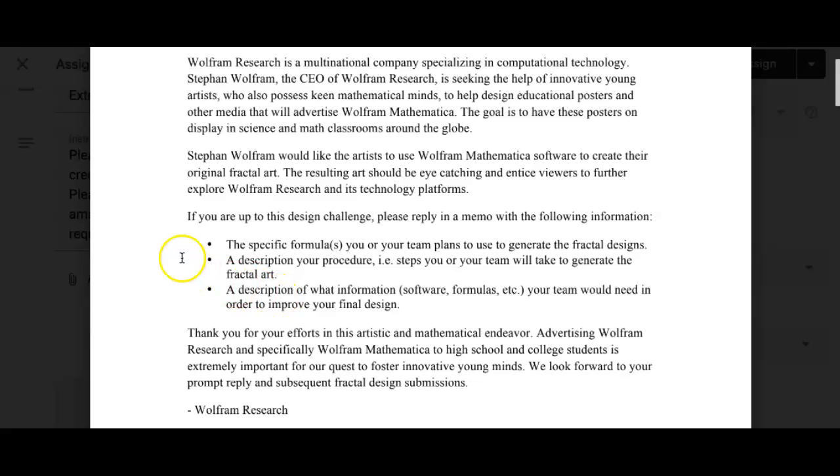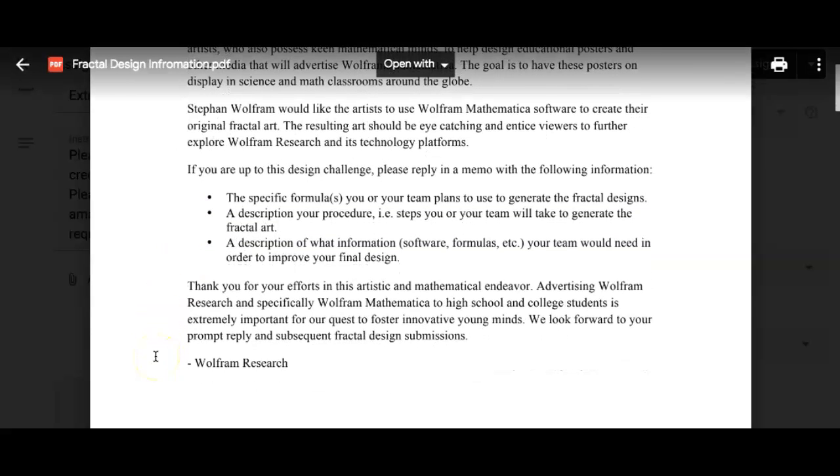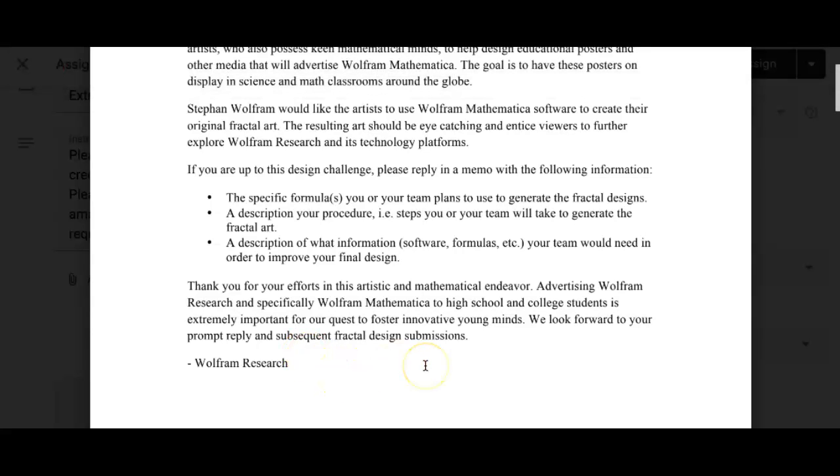So don't worry about responding to the letter, but consider this letter when you're designing your fractals, because that's really the assignment, is for you to consider Wolfram Mathematica's purpose, meaning they want you to design posters that advertise their company. Thank you for your efforts in this artistic and mathematical endeavor.